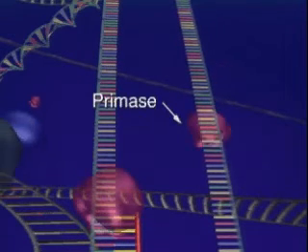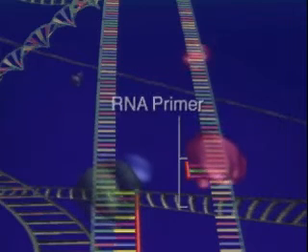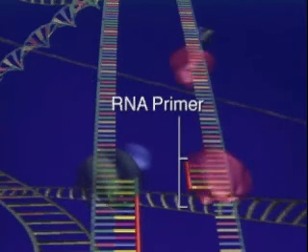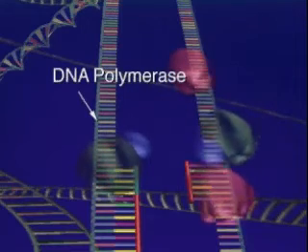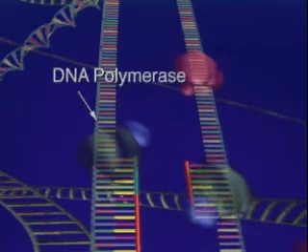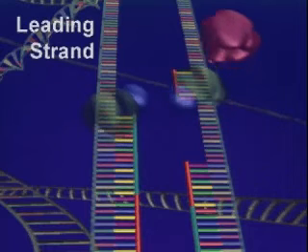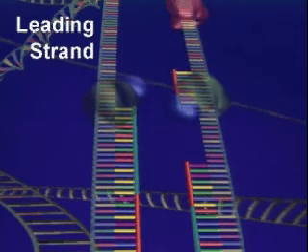The enzyme primase begins the process by synthesizing short primers of RNA nucleotides complementary to the unpaired DNA. DNA polymerase now attaches DNA nucleotides to one end of the growing complementary strand of nucleotides. Replication proceeds continuously along one strand, called the leading strand, which is shown here on the left.